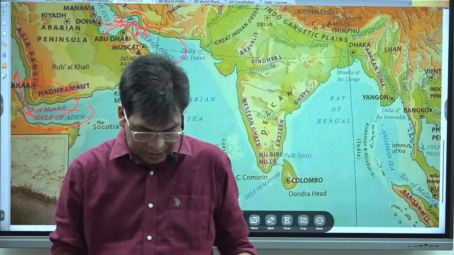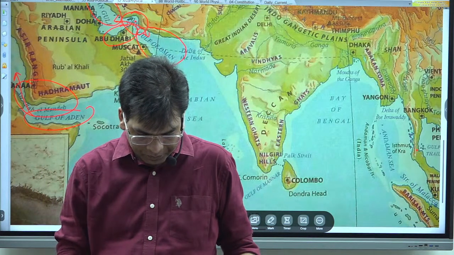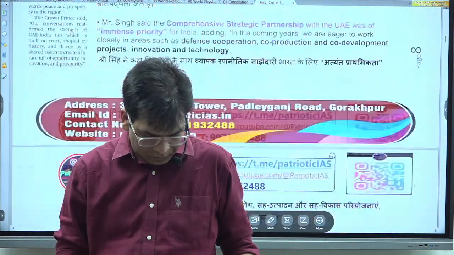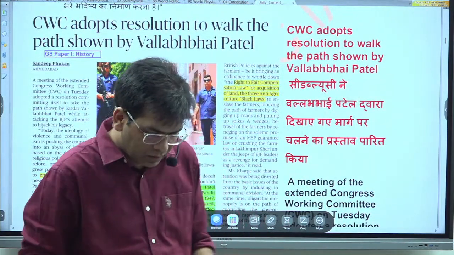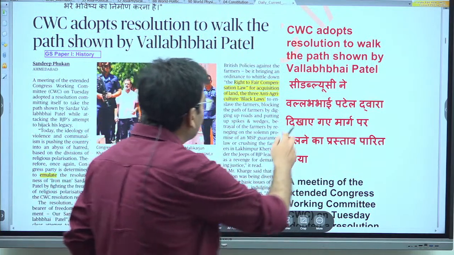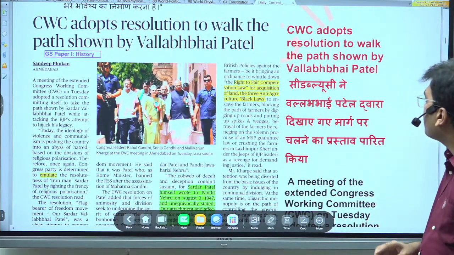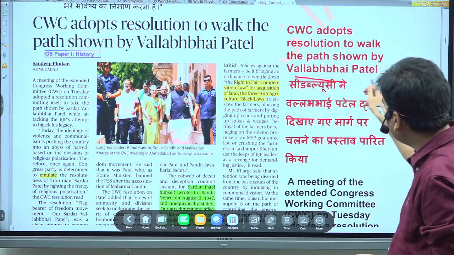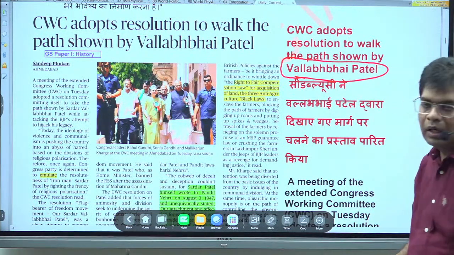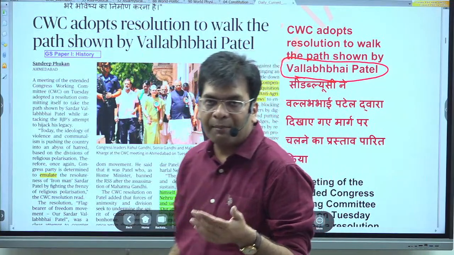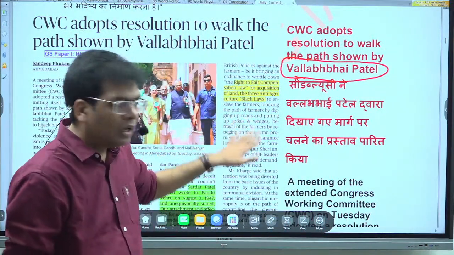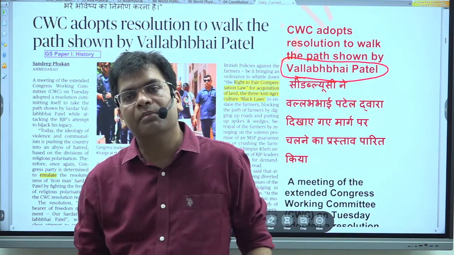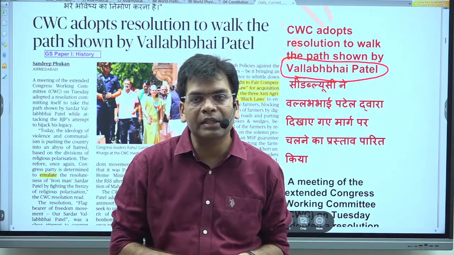Next news that we will be covering: the Congress Working Committee, CWC, adopts a resolution to walk the path shown by Vallabhbhai Patel. So here you will see Vallabhbhai Patel now remains in the news. BJP many times has tried to appropriate Vallabhbhai Patel. This is political news, but you should know that in GS Paper 1, one part of the syllabus is the personalities of the Indian freedom struggle.